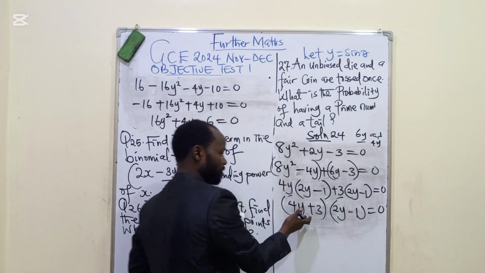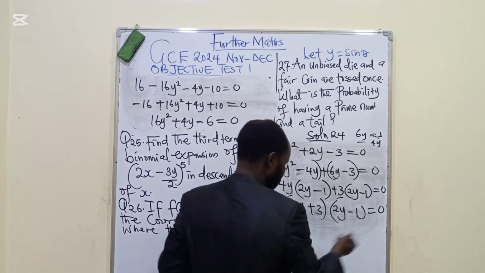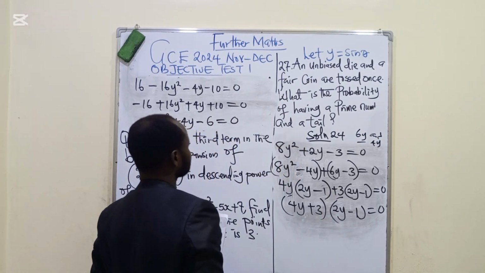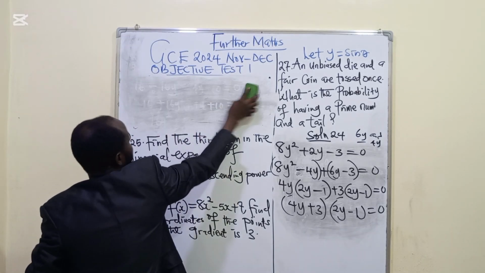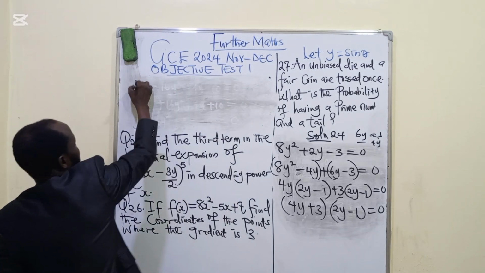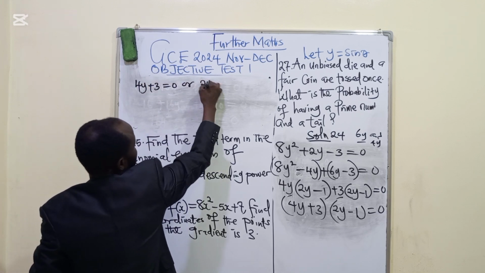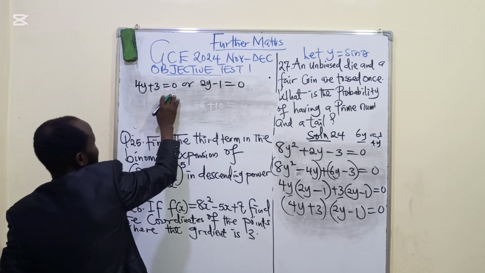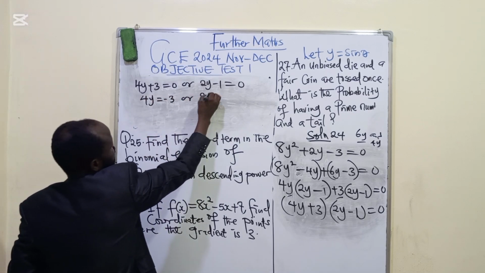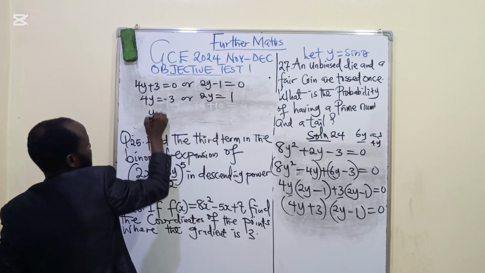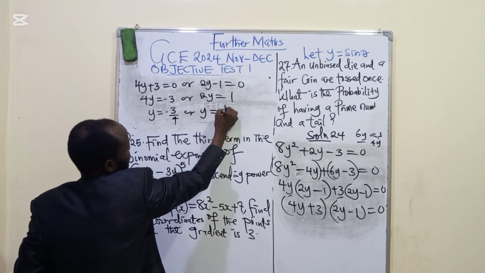Very important, either 4y plus 3 is equal to 0 or 2y minus 1 is equal to 0. Let's move here to achieve that. We say 4y plus 3 equals 0 or 2y minus 1 equals 0. We collect like terms here. We'll have 4y equals minus 3 or 2y equals 1. Let's divide both sides. y will be minus 3 divided by 4 or y will be equal to half.